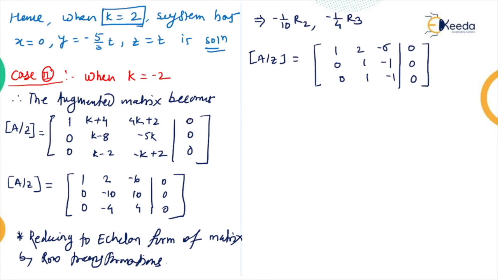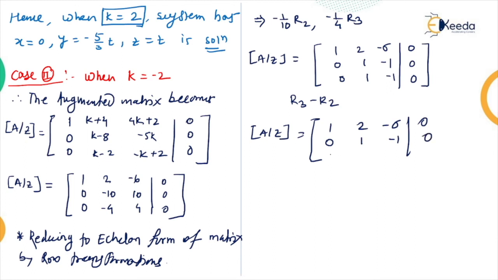Now simply here two rows are the same, so we have to change R3. R3 minus R2 gives the augmented matrix as 1 2 minus 6, 0 0 1 minus 1, nothing changes in the first two rows, and the last row becomes 0 0 0 and 0.